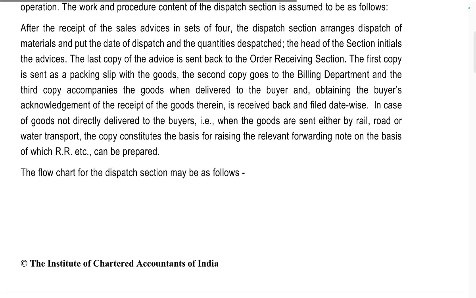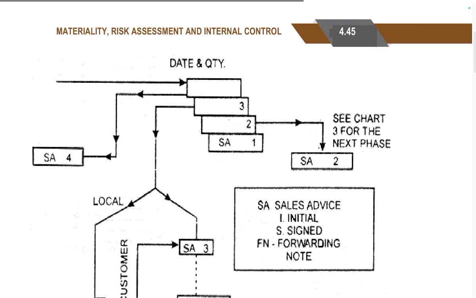Goods delivered by rail and road transport are sent with the relevant forwarding note, noting the BBR, before the flow chart is as follows.